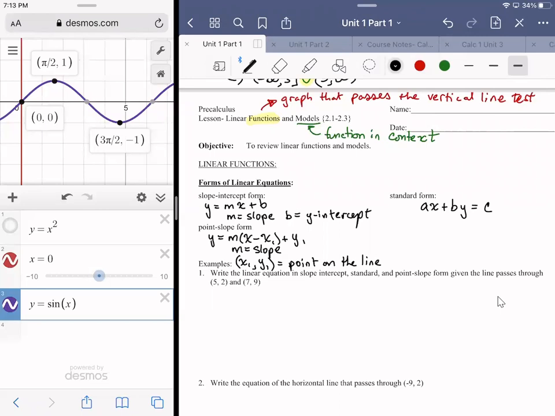So what we would generally do is solve this one for y so that we could get it into the slope-intercept form. All right, so we'll just do that in general terms. So this is, again, the standard form, so I'll use my highlighter. I'm going to subtract an ax.